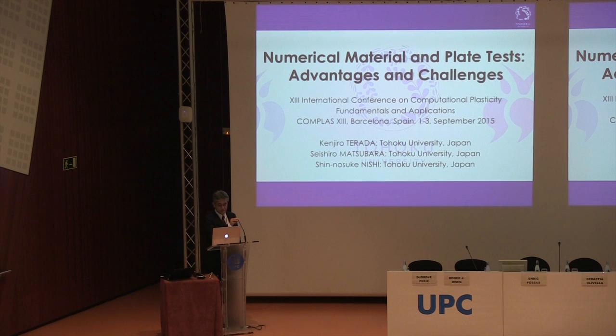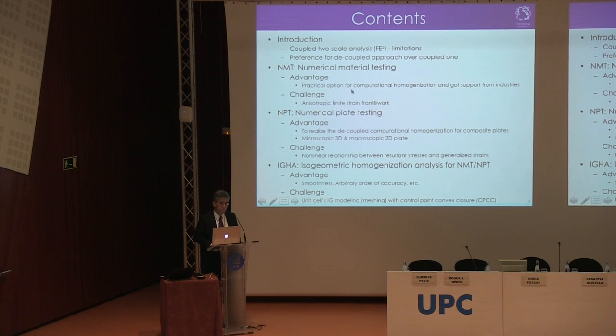Today I'm going to talk about the advantage and challenges of the numerical material test, and pre-test, for computational homogenization. I first summarize the method of coupled two-scale analysis and specify some limitations. Then I also exhibit my preference for the method of decoupled approach over the coupled one. This decoupled approach hinges on the numerical material testing and also the numerical pre-testing. So I also discuss the advantage and challenges of these methods. We also talk about application of the isogeometric analysis to homogenization analysis and specify some problem related to the numerical modeling of unit cell. And then I provide one solution.